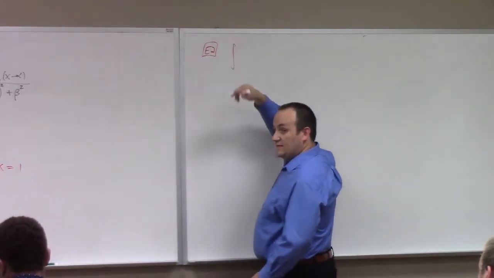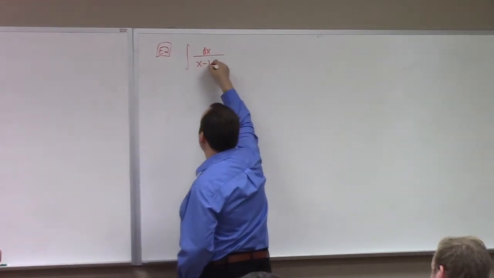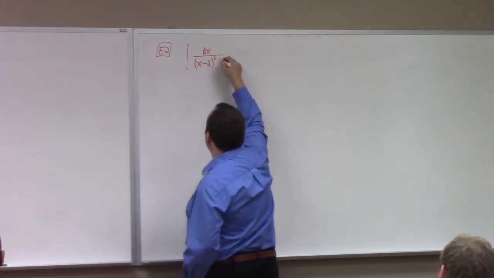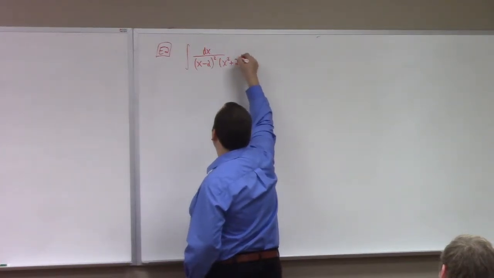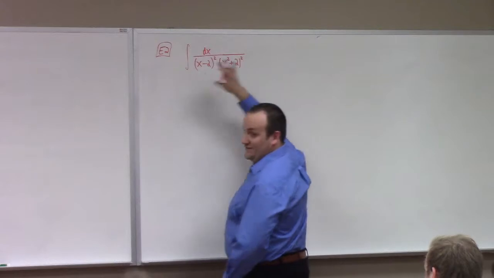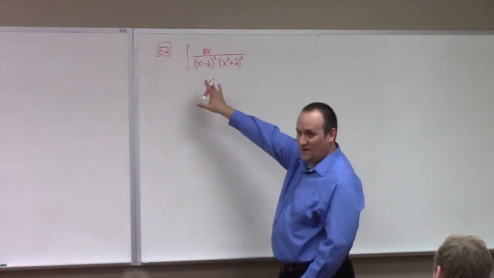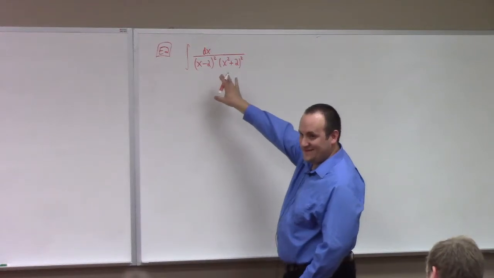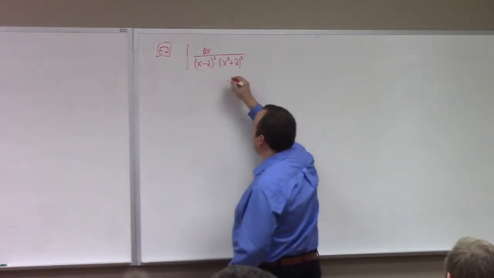Right. Here, let's look at this. This example will be helpful to you. How about this? dx over x minus 2 squared times x squared plus 2 squared. I'm not actually going to work this out. I'm just going to set it up because working it out would eat many of our minutes. Okay? But how would you set this up? I mean, what would the partial fractions be for this thing?